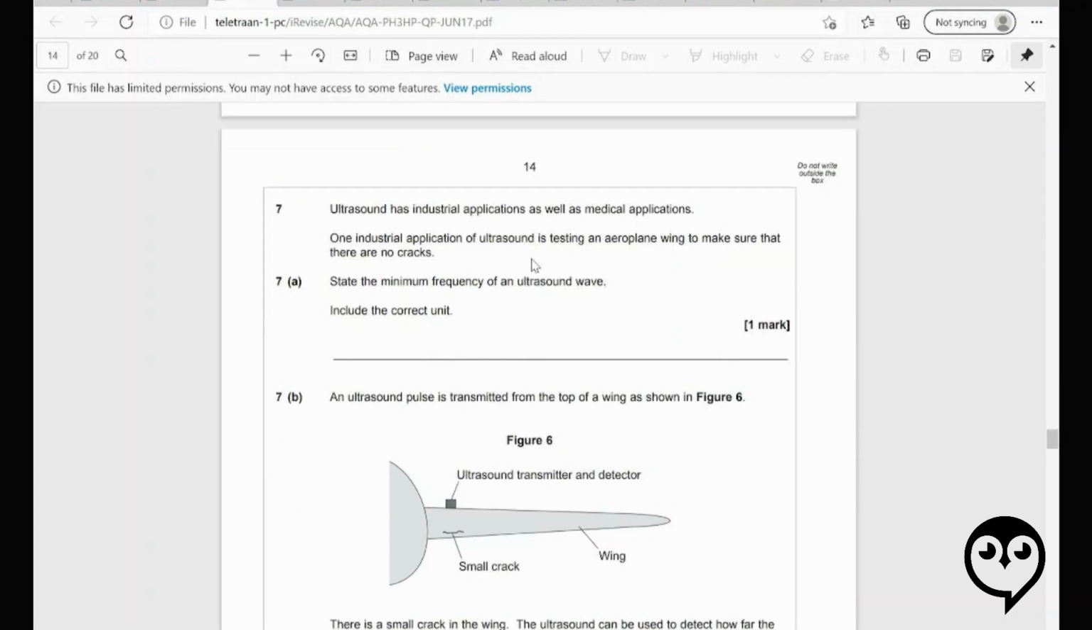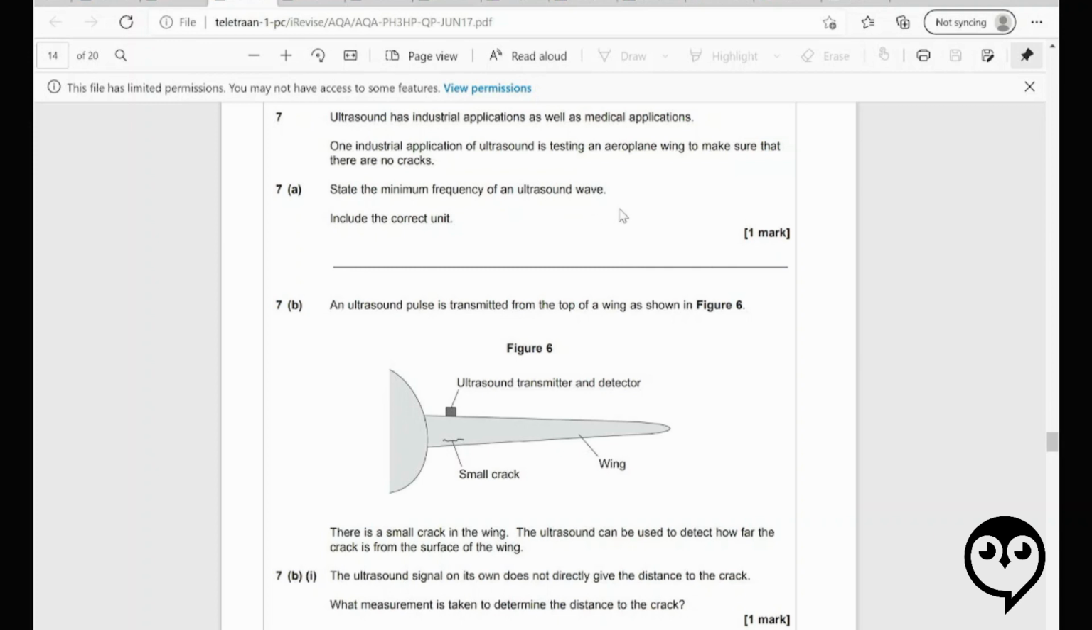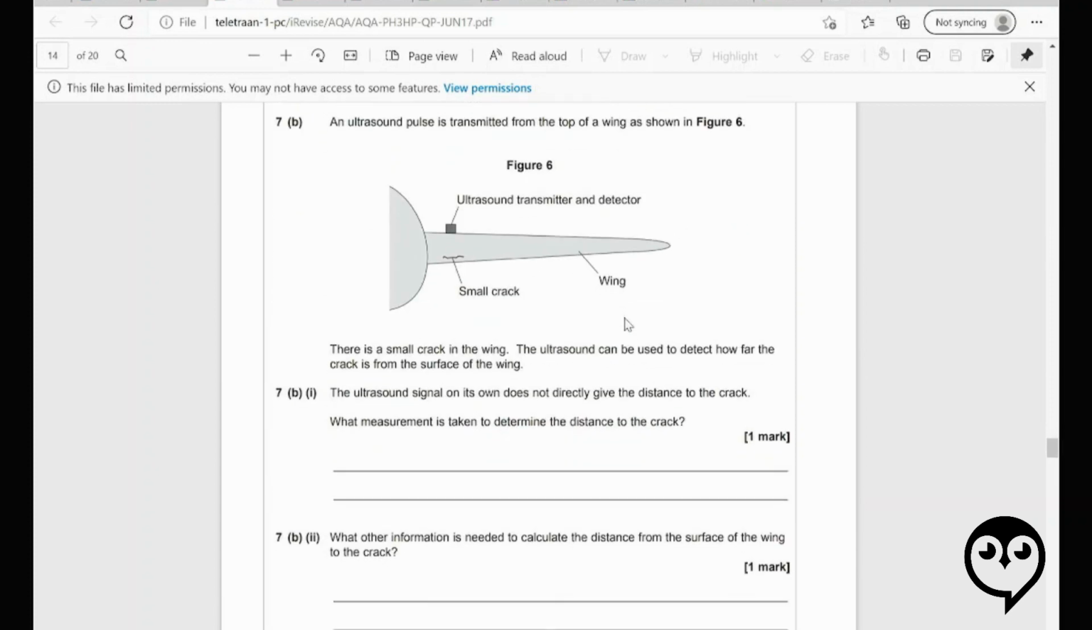Okay, and question 7 on this same paper. Again, it's about ultrasound, so we can get through this fairly quickly. What's the minimum frequency for an ultrasound wave? Well, it's going to be 20,000 hertz, I believe, the limit of human hearing, so anything above that will be considered ultrasound.